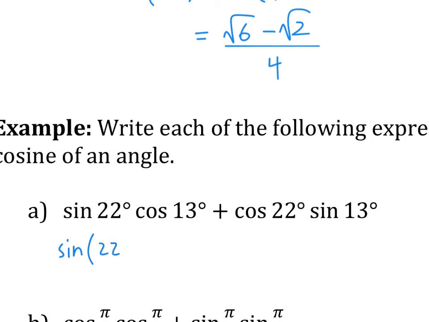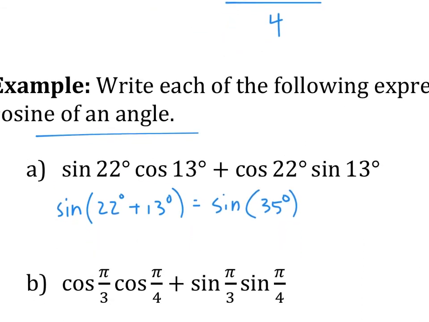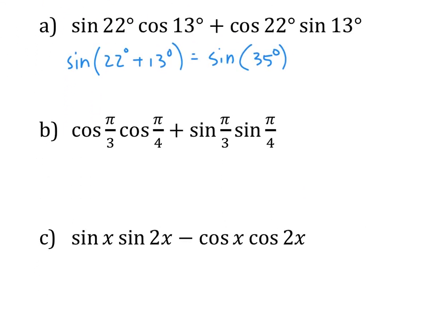Okay, so 22 degrees plus 13 degrees. So this is going to be sine of 35 degrees. And that's it. They actually don't want you to evaluate. They just want you to write it as a sine or cosine of an angle. Okay, so let's have you try B and C.